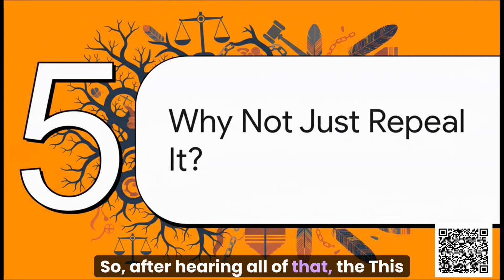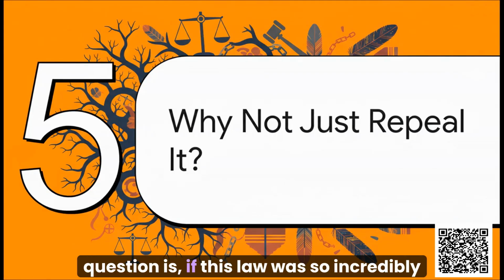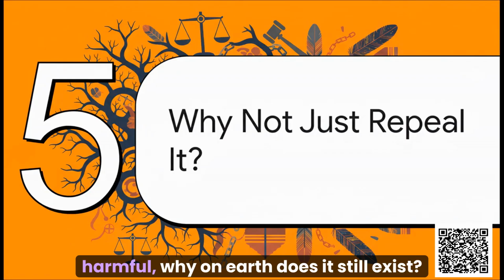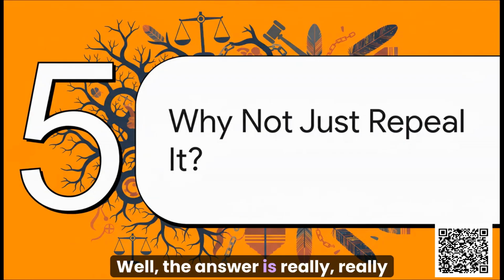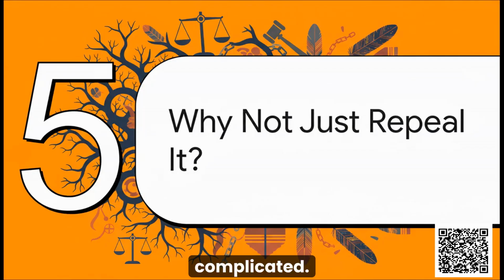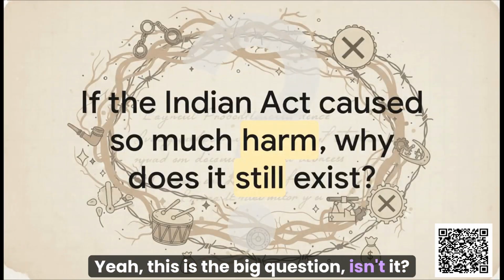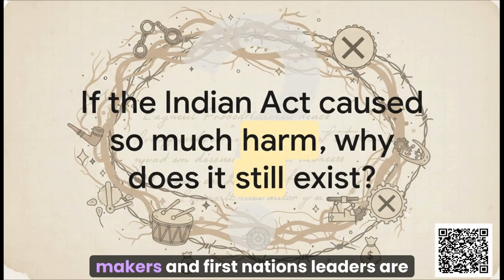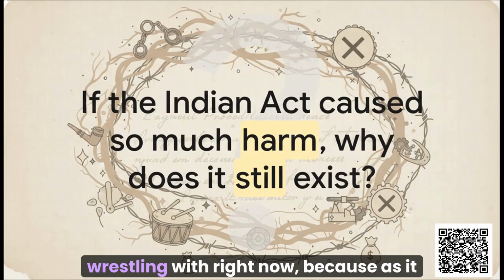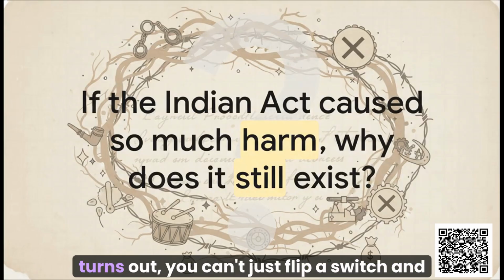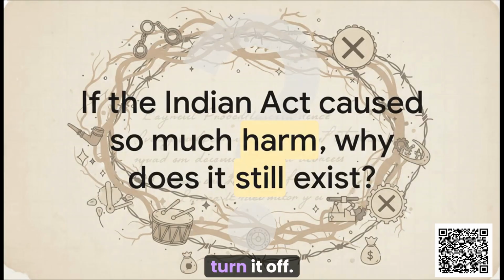So after hearing all of that, the obvious question is, if this law was so incredibly harmful, why on earth does it still exist? Well, the answer is really, really complicated. Yeah, this is the big question, isn't it? It's the central problem that policymakers and First Nations leaders are wrestling with right now. Because as it turns out, you can't just flip a switch and turn it off.